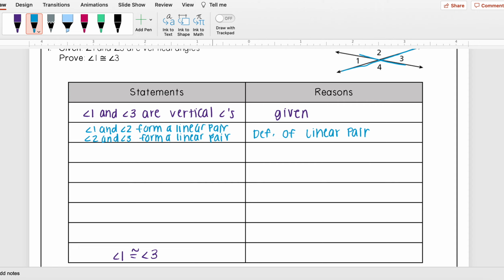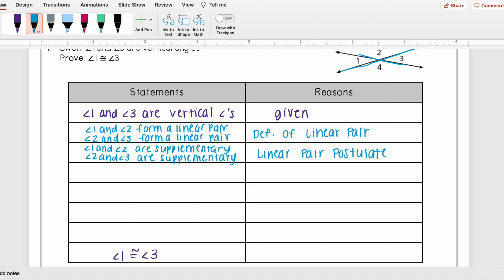Okay, so what did we learn about linear pairs? Well, we learned about linear pairs in the previous video, that means that they're supplementary. So that means that angle 1 and angle 2 are supplementary, and angle 2 and angle 3 are supplementary. And that was my linear pair postulate. And so now I'm going to keep going from here.